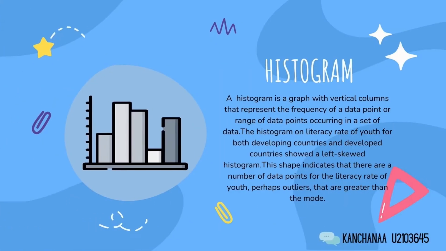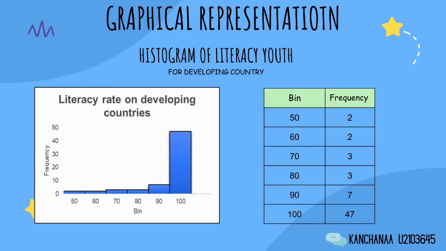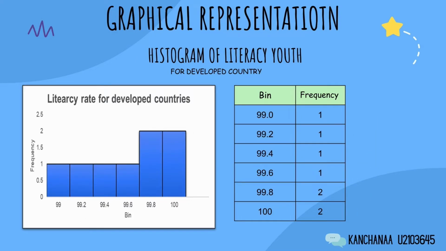Now we'll look at the graphical representation for the literacy rate of youth. First is the histogram. A histogram is a graph with vertical columns which represent the frequency of a data point or range of data points occurring in a set of data. The histogram on literacy rate of youth for both developing countries and developed countries showed a left-skewed histogram. This shape indicates that there are a number of data points for the literacy rate of youth, perhaps outliers, that are greater than the mode.